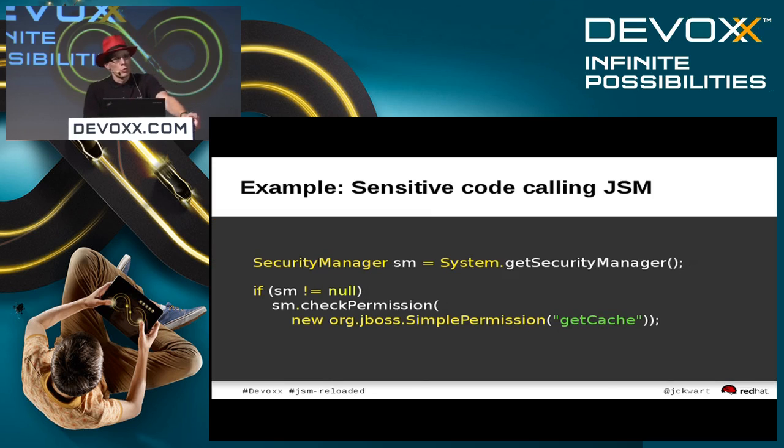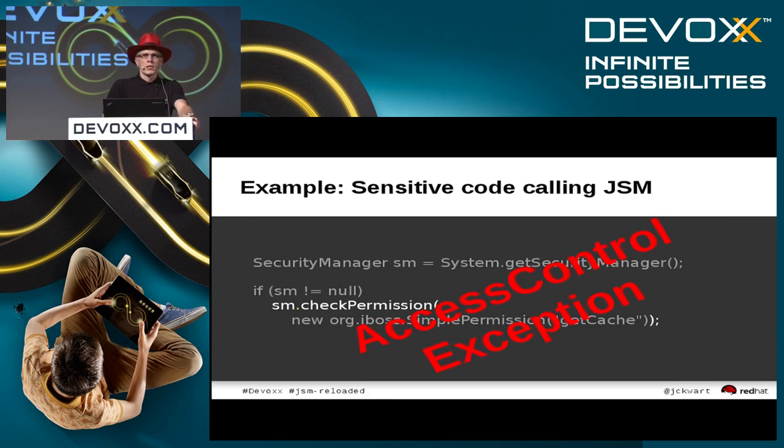So, for example, if you look into java.lang.System getProperty and setProperty, these are sensitive actions. And you will find at the very top of the methods code similar to this one: getSecurityManager, and if it is not null, which means the Java Security Manager is enabled, then call the checkPermission method on it with the given permission. What happens if the code doesn't have permission is that an AccessControlException is thrown.